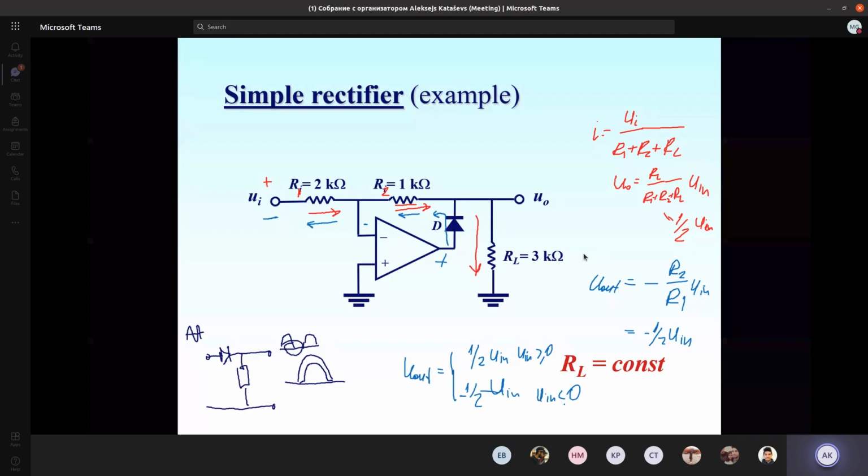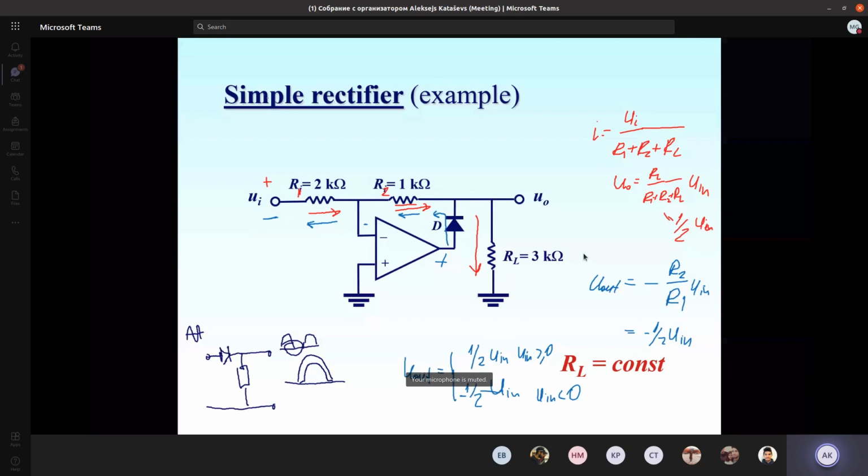What is important for this circuit to work properly? We need to have very well tuned resistors, this one and this one, to have a ratio of 1/2, and we have to have the load resistor equal to the sum of resistors R1 and R2. So if the load resistance is changed because we attached, for instance, the next stage of the circuitry, our rectifier wouldn't work correctly because this coefficient may be a little bit different. So it's important to keep the load resistor without any change.